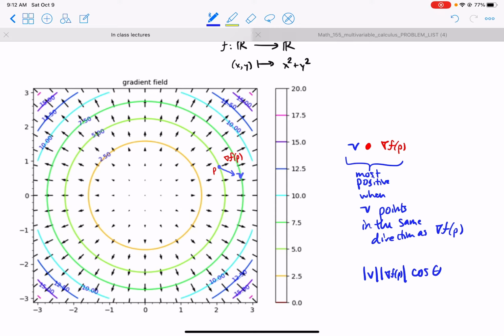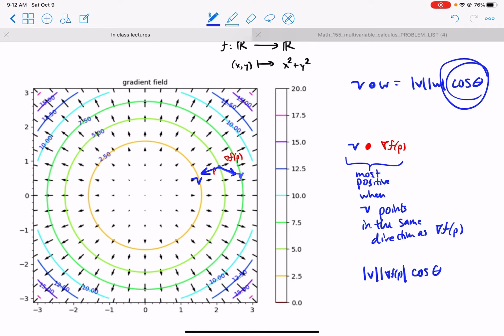And so if we want to decrease the function, we should not go this way, we should go the opposite direction of the gradient, because this number will be most negative when we move with movement v in the opposite direction of the gradient. And so this is why the gradient works. It's because of the dot product. Because of the formula for v dot w is the length of v times the length of w times the cosine of the angle between them.